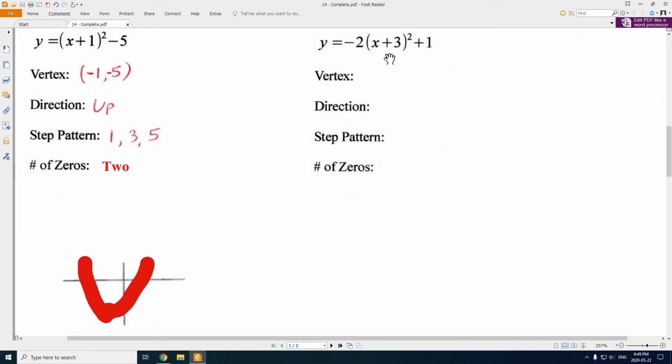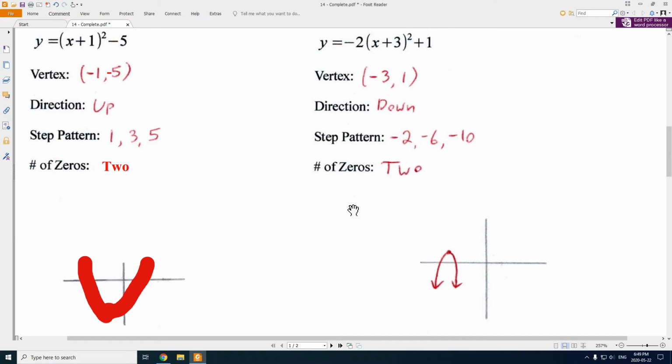Next one. All right, in this case, once again, switching the one that comes out of the bracket. So this would be at -3 and +1. Direction would be down because my a value is negative. Step pattern would be multiplied by -2. So -2, -6, -10. That was actually a common mistake on the assignment. Make sure that if your a value is negative, it makes your step pattern negative as well. And the zeros, let's see, -3 and 1 would be here, opening down. Yep, it hits the x-axis twice. 2 zeros.